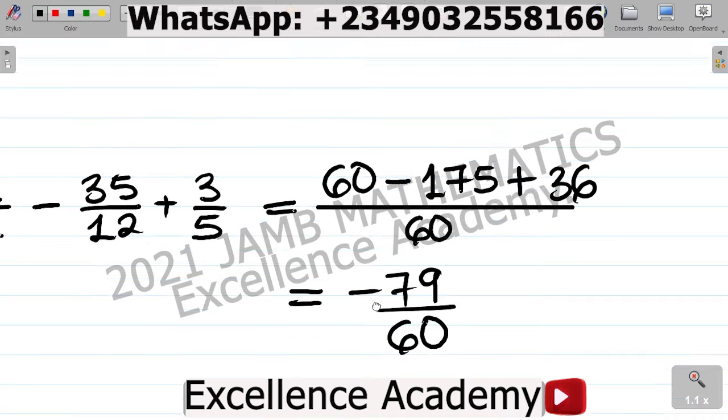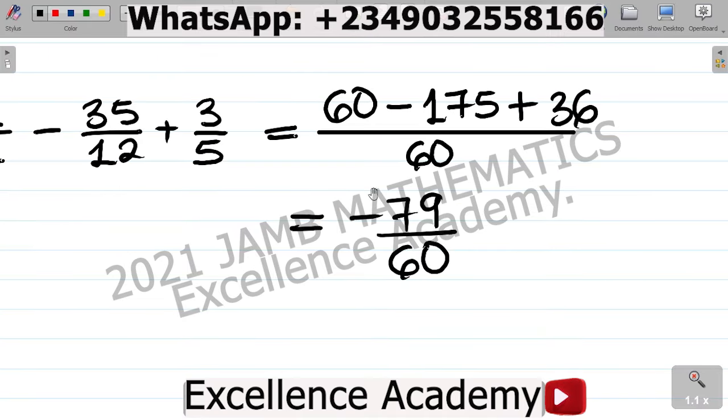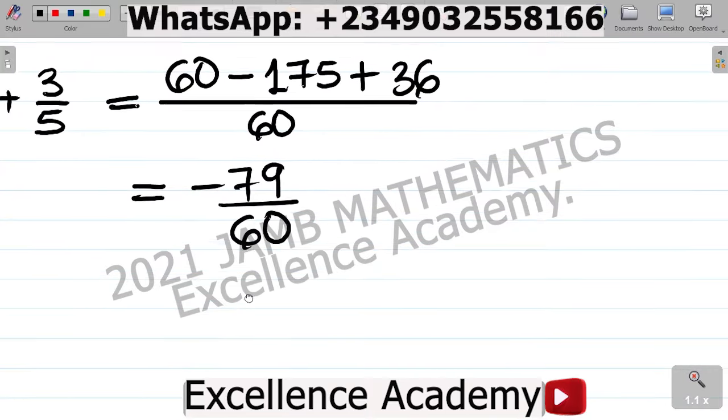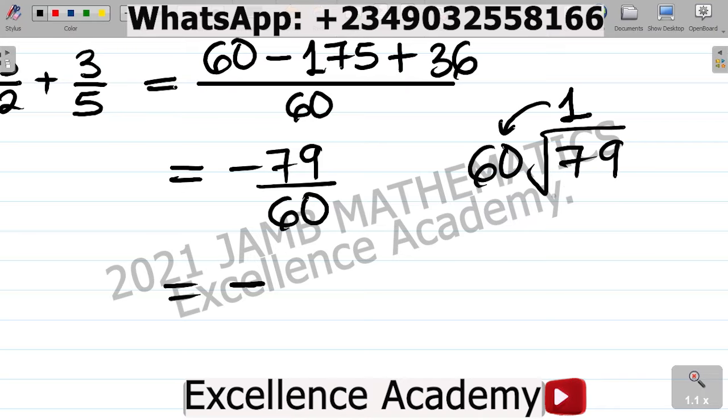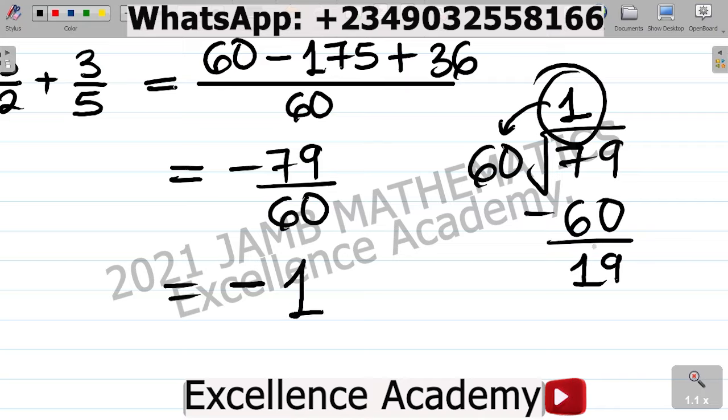This is an improper fraction, so let's express it as a mixed fraction. I'll take down the minus. We have 79 divided by 60, which gives you one whole number. 1 times 60 is 60. Subtracting them, 79 minus 60 gives you 19. So you have one whole number as the whole part, 19 as numerator, and 60 as denominator.